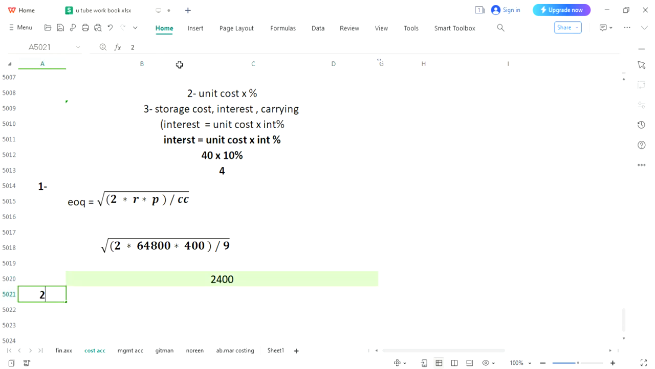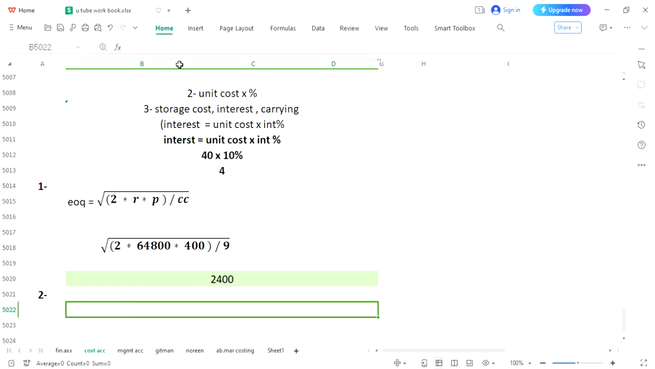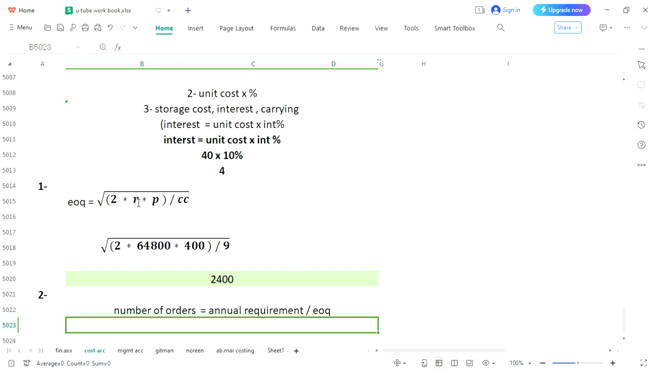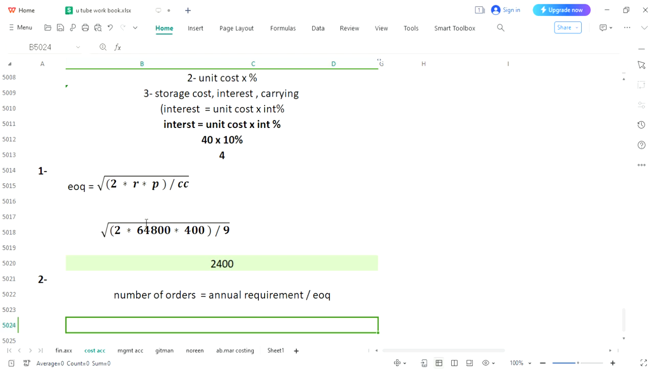For second, we need to calculate number of orders. For that, we will go for annual requirement and it would be divided by EOQ or economic order quantity. Annual requirement we have already put, look at here, annual requirement is 64,800. Same annual requirement would be used over here as well. You need to divide it with economic order quantity, and here you can see economic order quantity on the first part was calculated as 2400. Statement is completed.